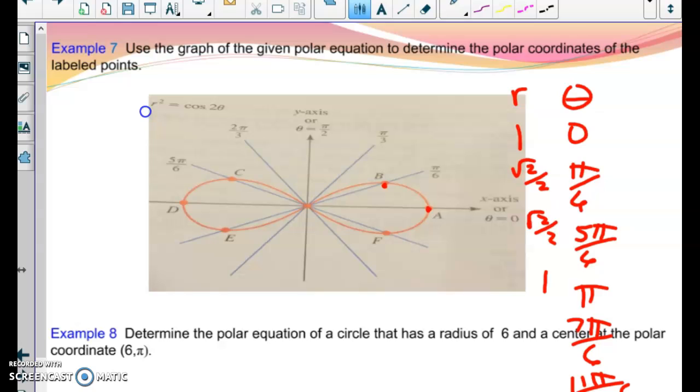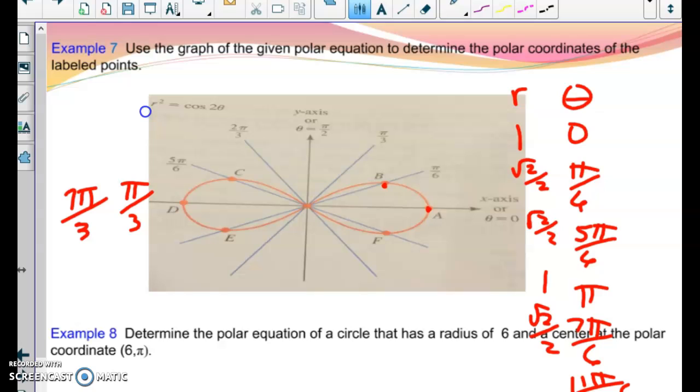And at point E, what angle is that at E? 7 pi over 6. So 7 pi over 6 times 2 gives me 7 pi over 3. We know that's the same as pi over 3, just another lap, because 6 pi over 3 is 2 pi. So we're doing a whole lap, and then we're going another pi over 3. Cosine at pi over 3 is a half. Square root of that, square root of 2 over 2.